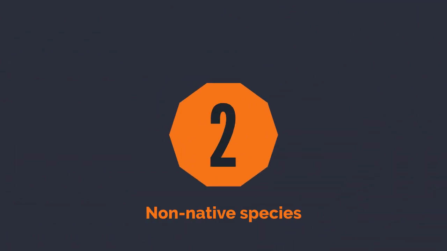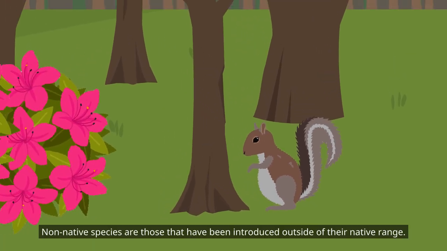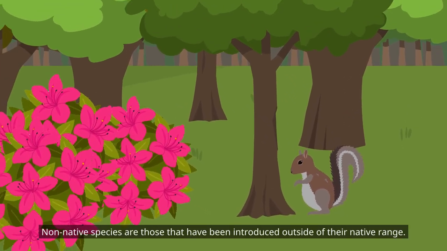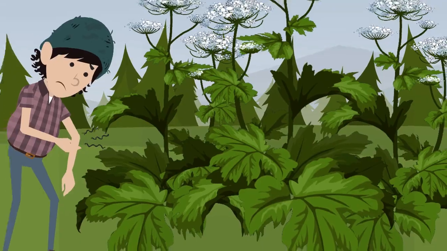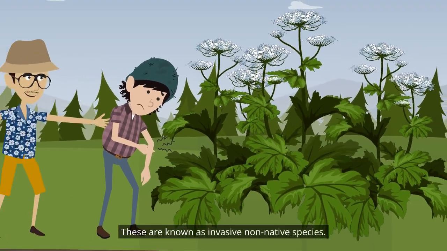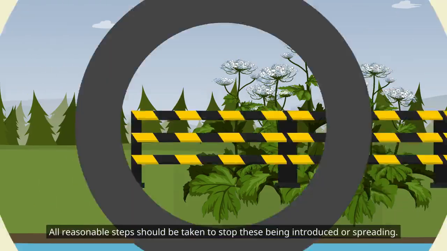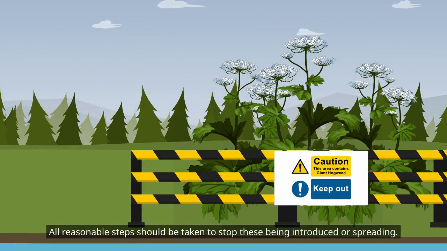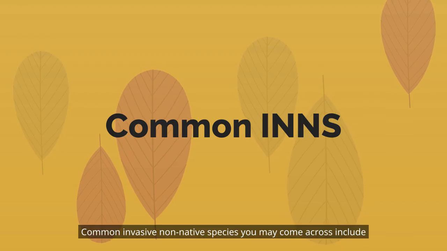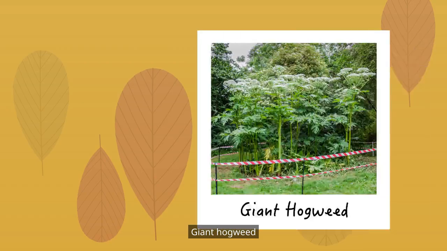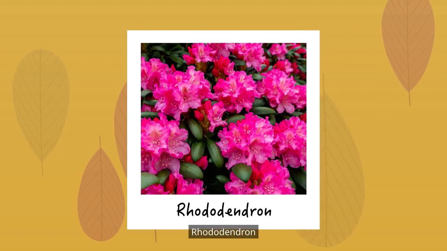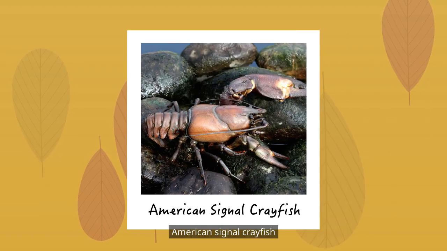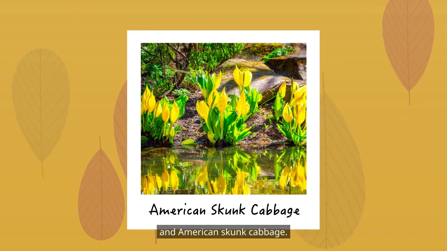Non-native species. Non-native species are those that have been introduced outside of their native range. A small proportion of these go on to cause negative impacts on the environment, economy and human health. These are known as invasive non-native species. All reasonable steps should be taken to stop these being introduced or spreading. Common invasive non-native species you may come across include Japanese knotweed, giant hogweed, Himalayan balsam, rhododendron, American signal crayfish, and American skunk cabbage.